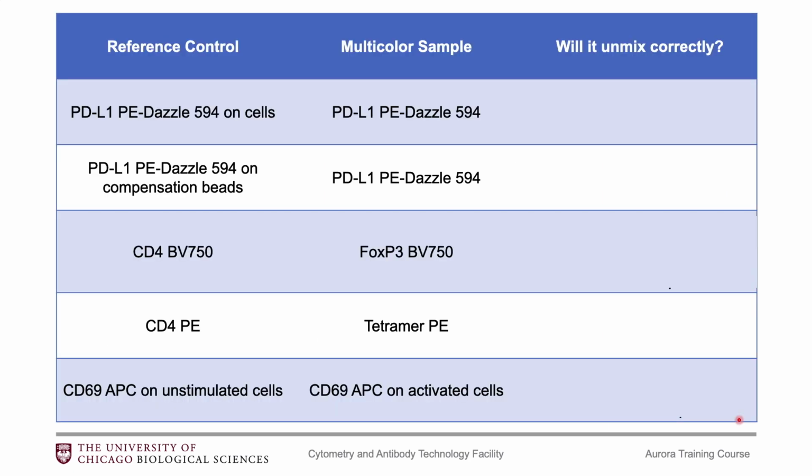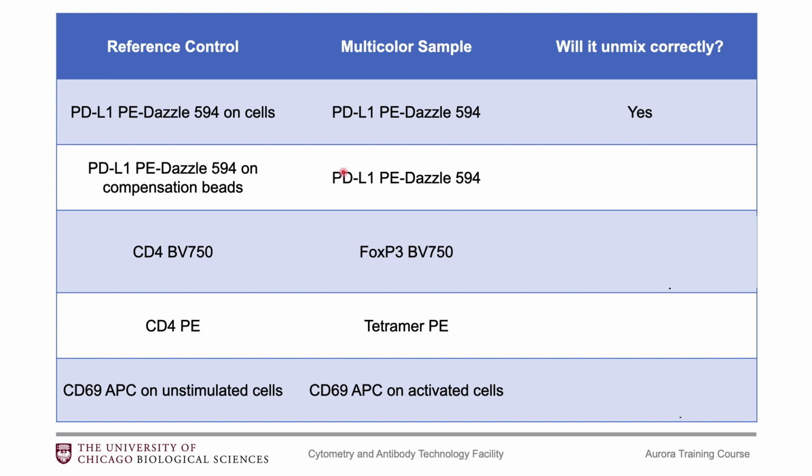Now, quick quiz, just to make sure we are all on the same page. Let's say we have this antibody against PDL1. We've got the fluorophore PE-Dazzle 594, that's our sample. And then for our reference control, we're going to use the same exact antibody and we're going to stain the same exact cells. Will that unmix correctly? Hopefully, yes. This is the one that should always work, assuming that everything is the same between the control and the sample, same cells, same concentration, same antibody, same everything. This should always unmix correctly.